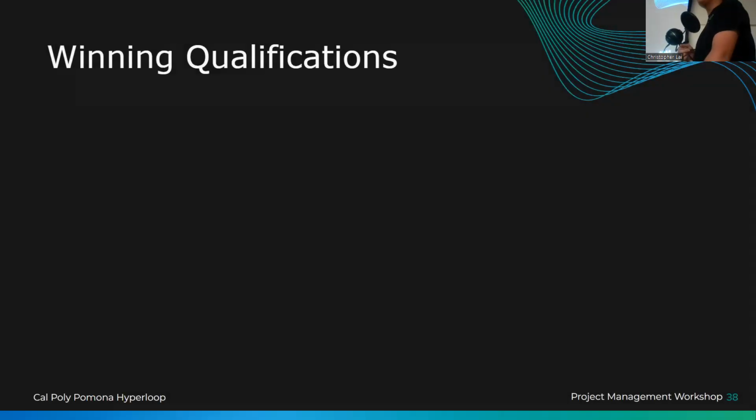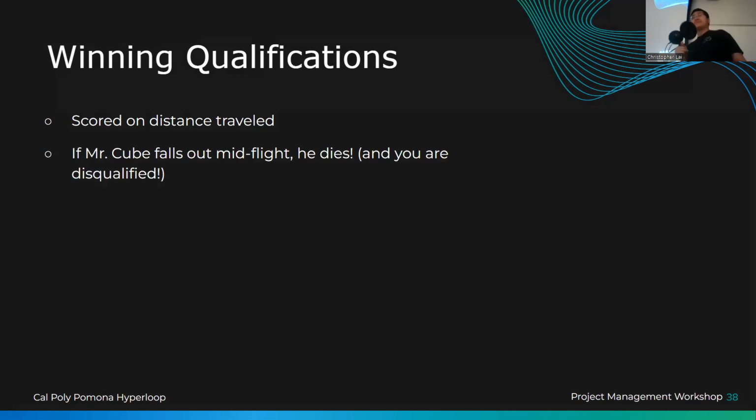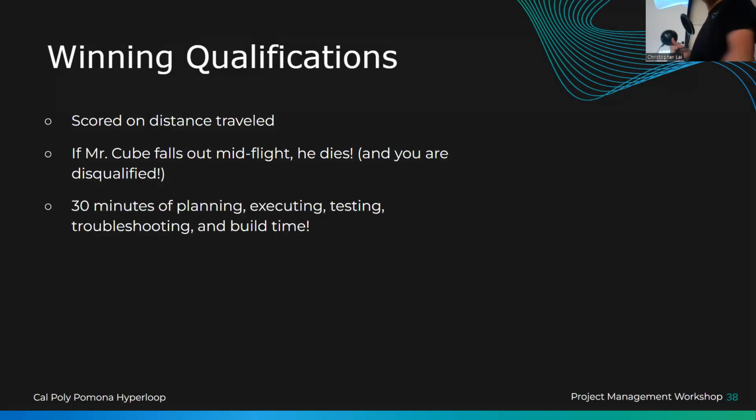And finally, winning qualifications. You are scored on distance traveled. So if your machine goes down the zip line and stops at a certain interval, that's going to be the distance measured, right? If you get to the very bottom, it's going to be graded on time. So your goal is to get down the zip line in the fastest time and for Mr. Cube to not fall out. If Mr. Cube does fall out, you are disqualified because he is dead. And you don't want that to happen. So if the cube falls out mid-flight, no good.